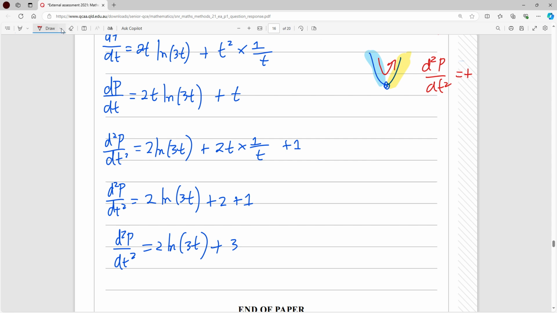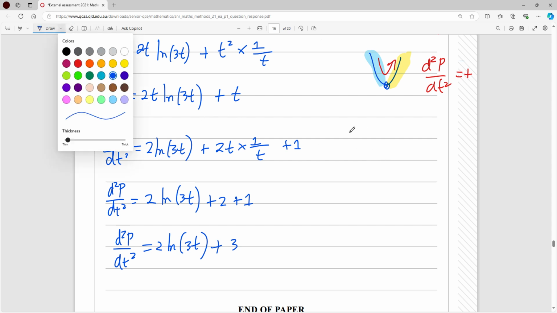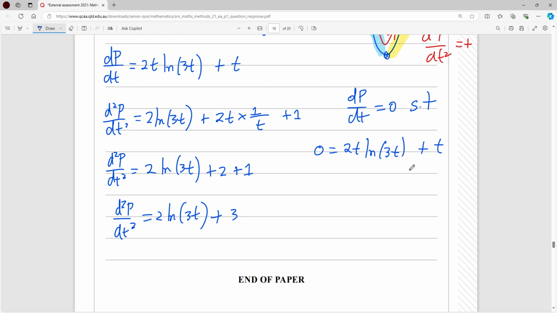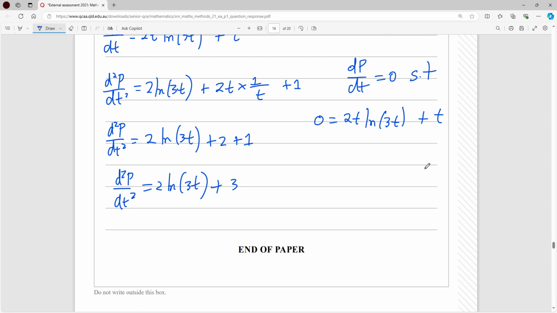So stationary point, the first derivative is 0. So dp/dt is 0 for a stationary point. So set this equal to 0, so you have 0 equals 2t ln 3t plus t. Now this is without a calculator, okay? This isn't actually too bad, okay, if you're good at your algebra. So first of all, try and get t by itself.